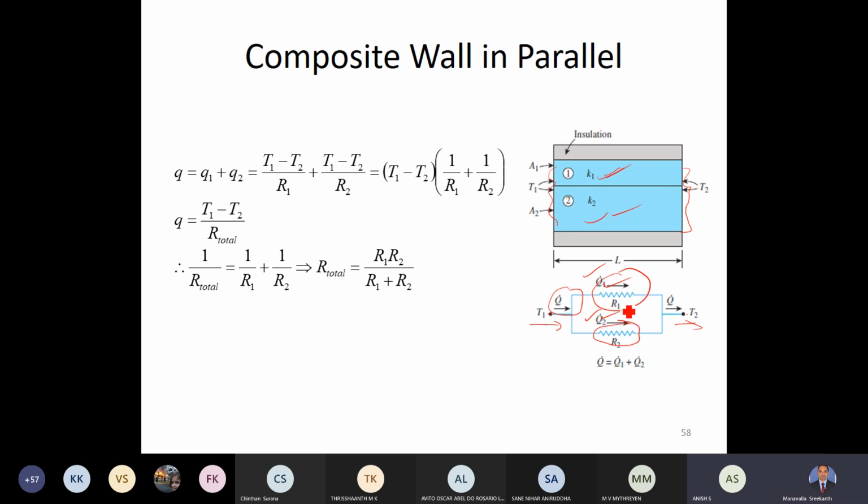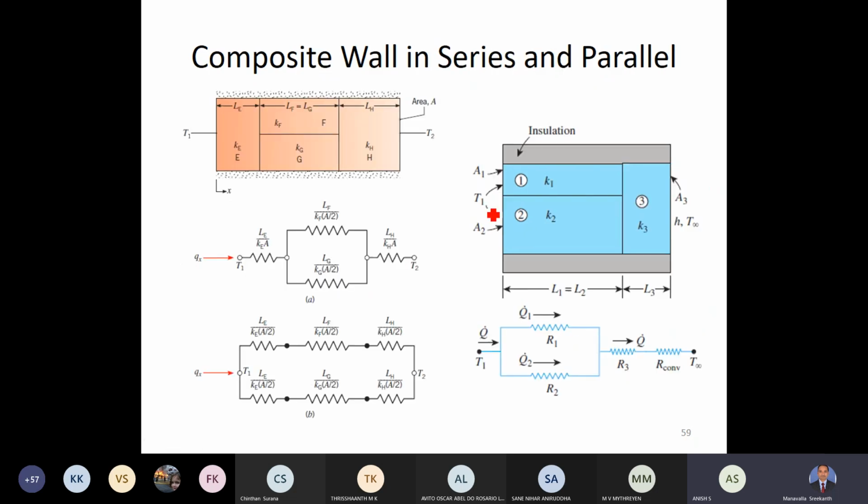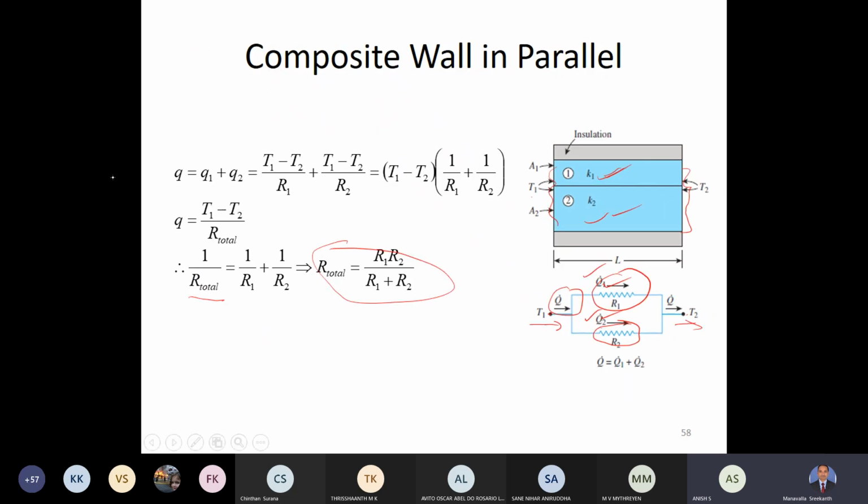So what you need to do is, again, we know from electrical technology what will be the net resistance when 2 resistances are connected in parallel. So this is the formula. The total resistance: 1 by total resistance is equal to 1 by R1 plus 1 by R2. So inverse of the individual resistances summed up will give you the total resistance. So in this way, you can evaluate the total resistance, and the heat transfer will be T1 minus T2, that is the overall temperature difference, divided by the total resistance. So in this way, you can evaluate the value of Q. Okay. So do you understand this?